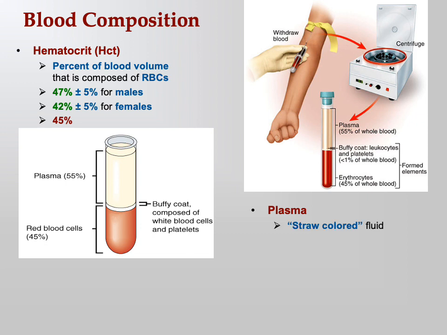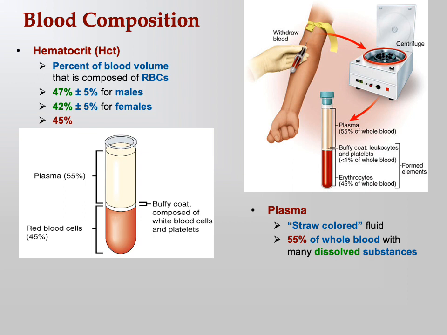Plasma, the watery part of the blood, is often called straw-colored, basically piss-colored. It's kind of a lightish yellow. Why isn't it clear like water? The answer is because of all the solutes. It's got lots of stuff dissolved in it, and that makes it not clear, okay? 55% of whole blood with many dissolved substances. Many, and you're going to have to know a lot of them, by the way.